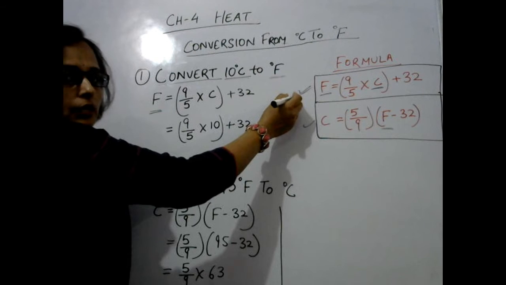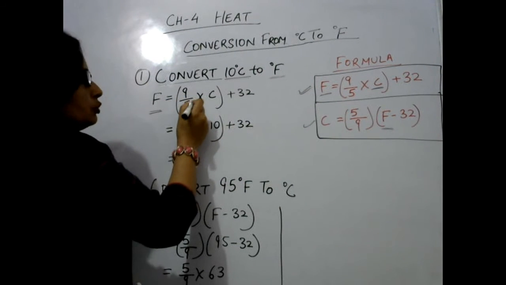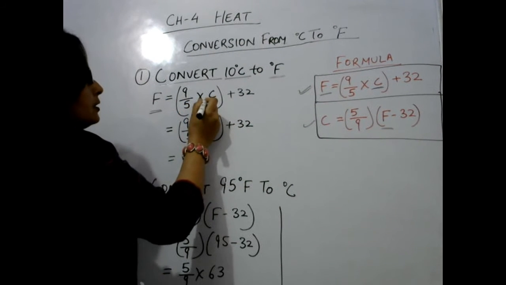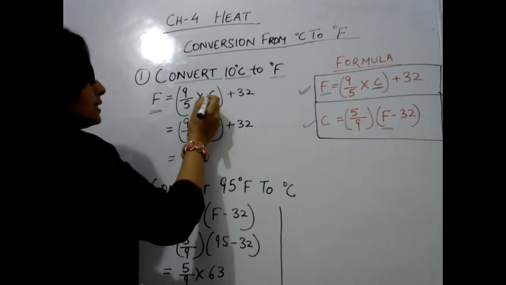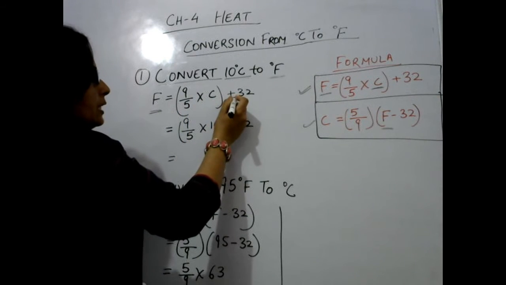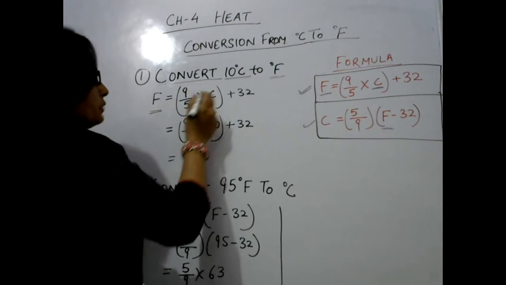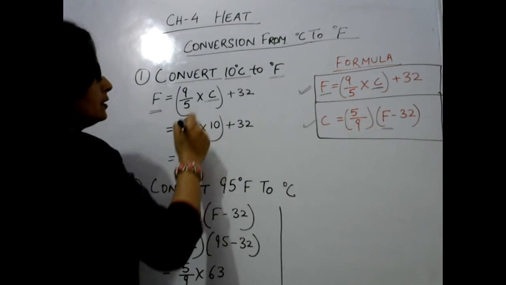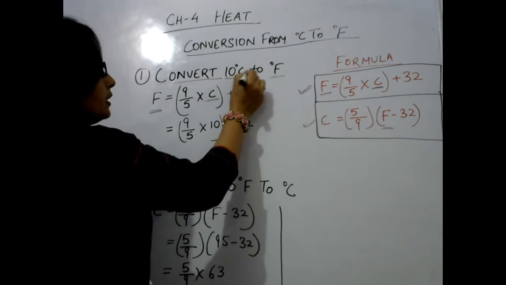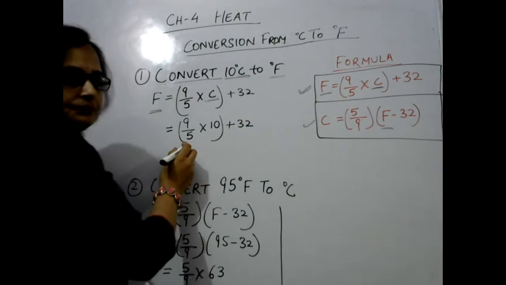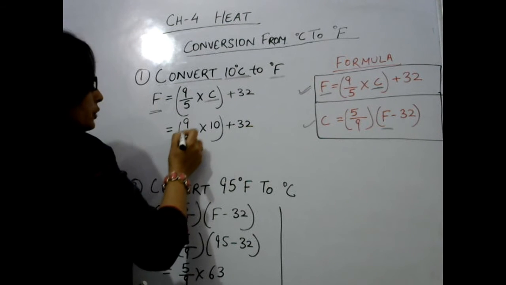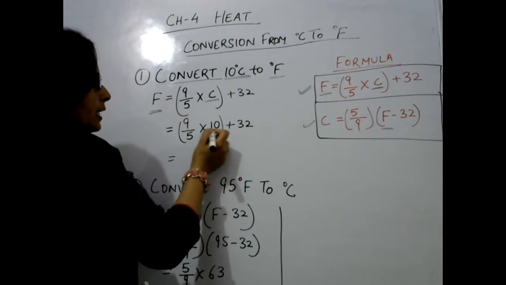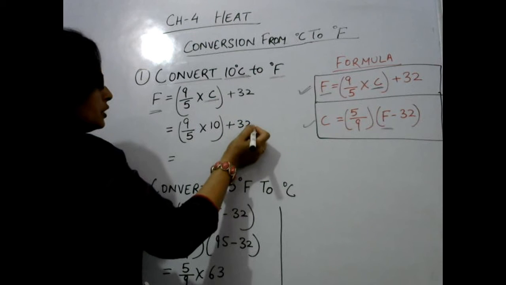So what is the formula? Fahrenheit is equal to 9 upon 5 multiplied by centigrade or Celsius plus 32. So what is the value of Celsius here? Degree centigrade here, or Celsius here? It is 10. So 9 upon 5 multiplied by 10 plus 32.